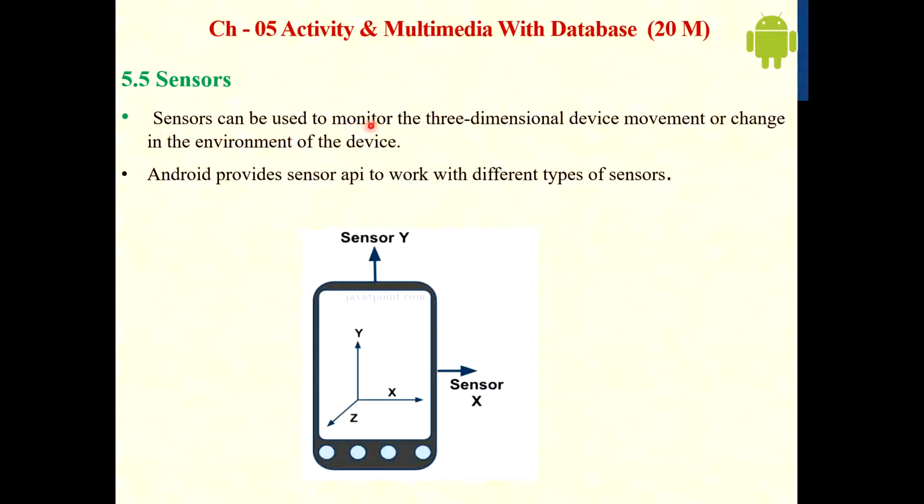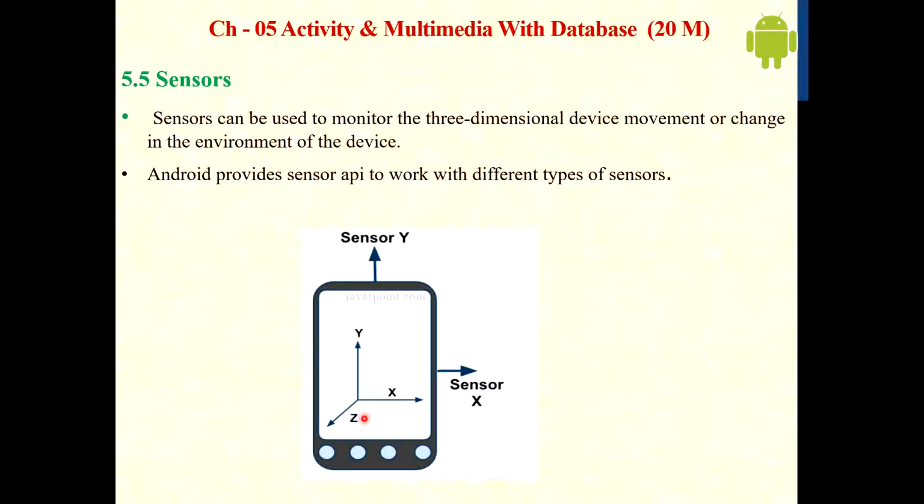Sensors can be used to monitor three-dimensional device movement or change in the environment of the device. There are various sensors, and mainly there are two purposes of a sensor: to identify the device movement and the change in the environment of the device. Android provides a sensor API to work with the different types of sensor. In the next slide we see this.